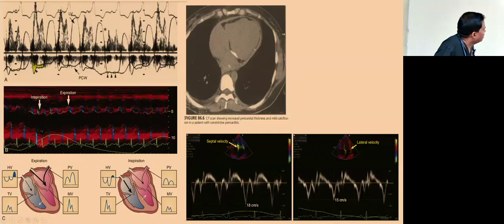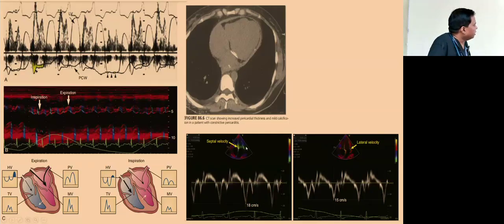So here in this echo, this is the LA, this is the LV, this is the RA, this is the RV. Here they are measuring the septal velocity in a pulse wave Doppler. When we do echo, this is the septal part of the mitral valve. This is the mitral valve. This is the septal part of the mitral valve, and this is the lateral part of the mitral valve. So this is the medial annulus, and this is the lateral annulus.